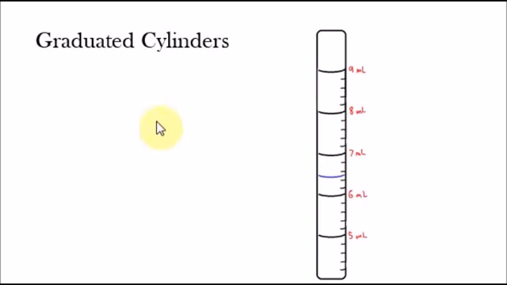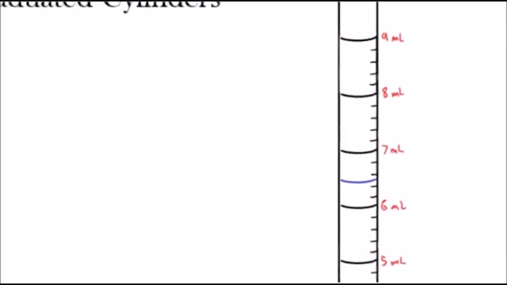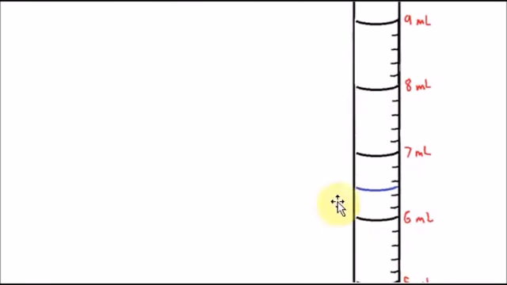Now, graduated cylinders measure the volume of liquids. The thing with liquids, especially water, is they often have this kind of curve, and this is called a meniscus. So they tend to curve. Whenever we're measuring liquids, we look at the bottom of the meniscus. Let me zoom in a little bit here. So we look at the bottom of the meniscus, that'll be down here.